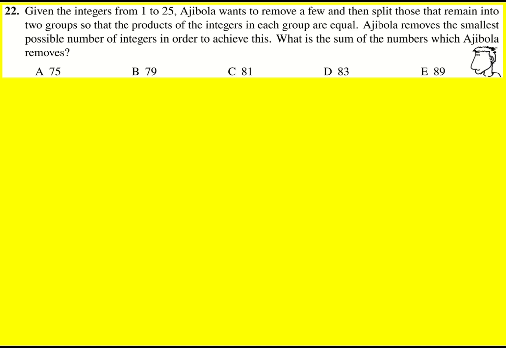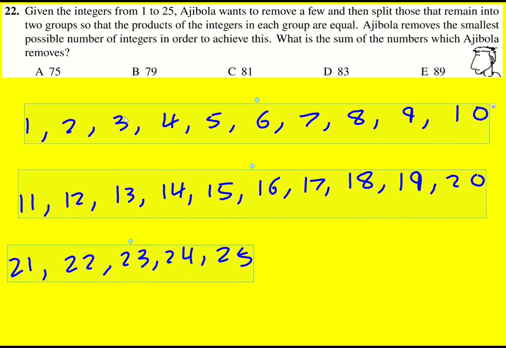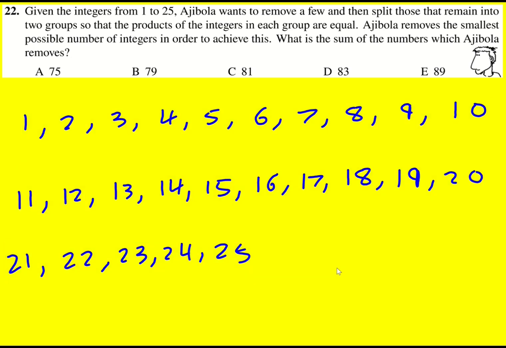We have the integers from 1 to 25. We're going to remove some, split them into two groups so the products are equal. We want to remove the smallest amounts. Okay, well, first up, let's get the numbers from 1 to 25 written down.